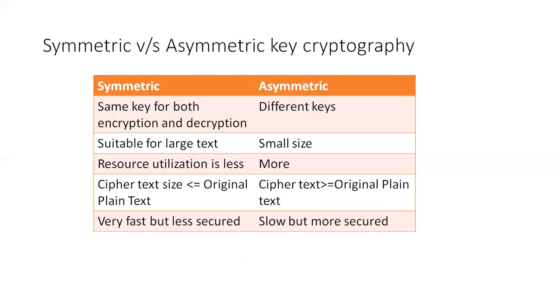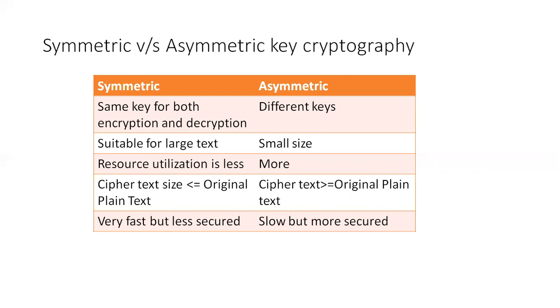Now, what are the major differences between symmetric key and asymmetric key cryptography? In the case of symmetric key, as the name indicates, the same key is used for both encryption and decryption. Here it is a different key: private key and public key. Generally, symmetric cryptography is used for transmitting large text, and asymmetric key cryptography is suitable for small sized text. Resource utilization is less in the case of symmetric when compared to asymmetric.